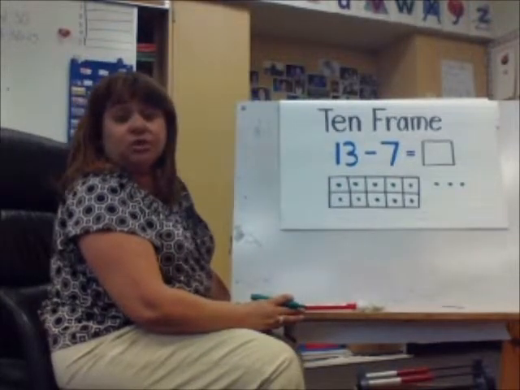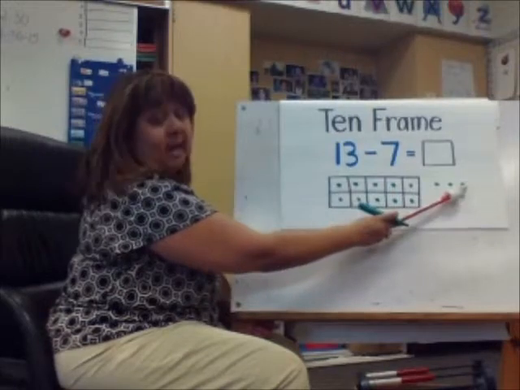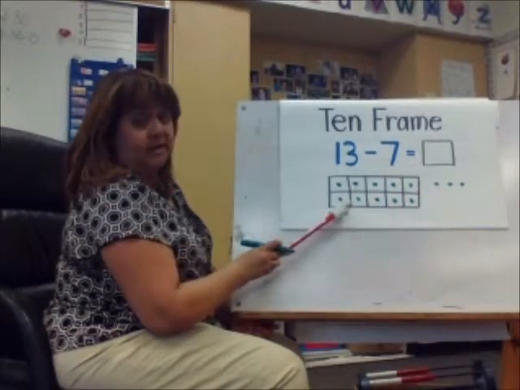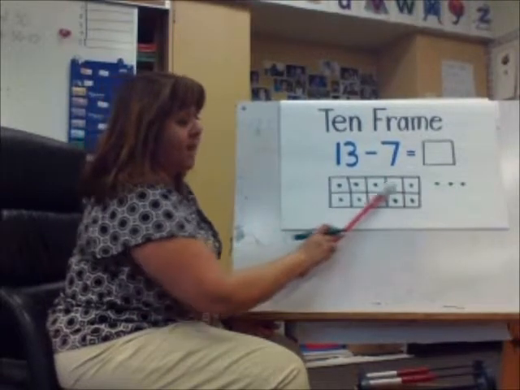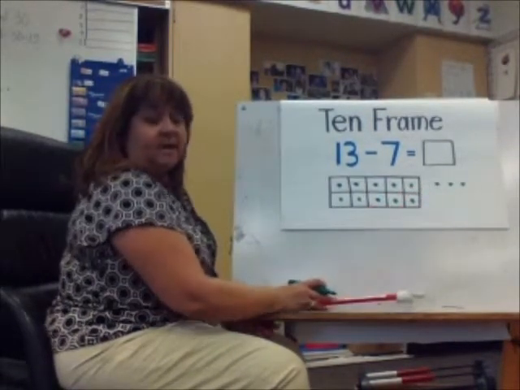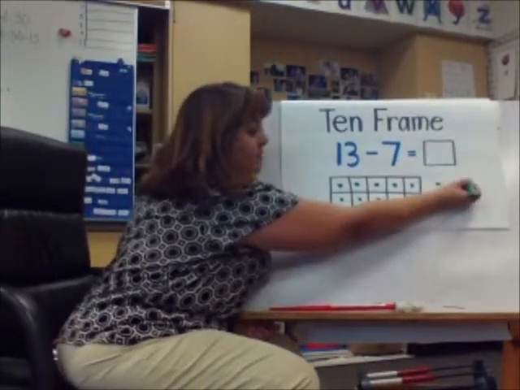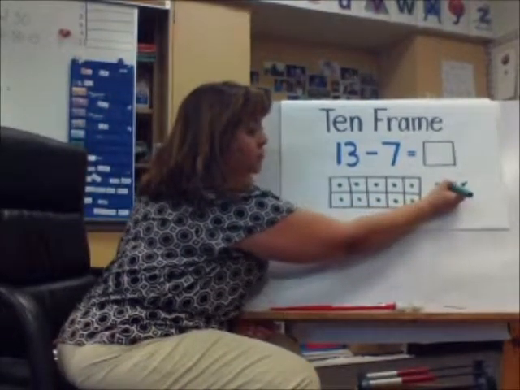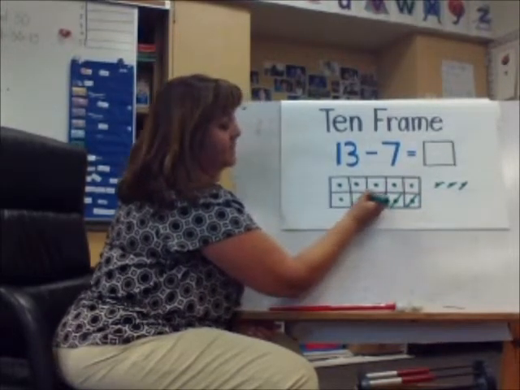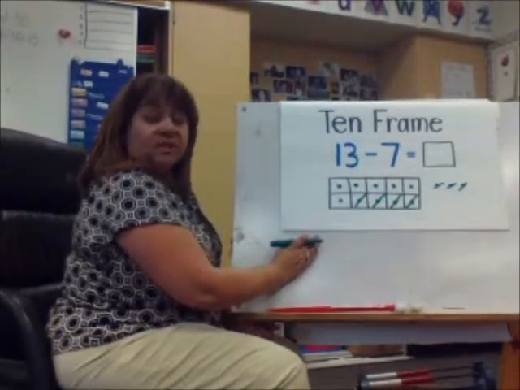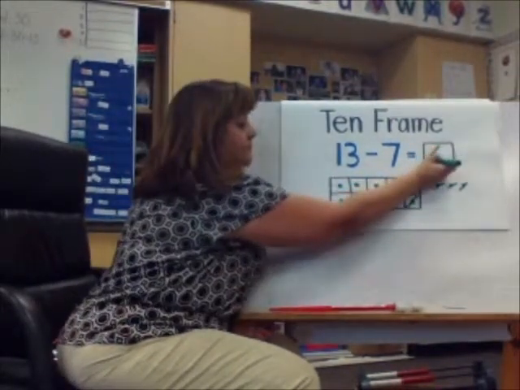Now you can choose to do the next step either one of two ways. You can start from the back and cross out 7, or you can start from the front at the top and go 5, 6, 7. That's up to your child. It's a personal preference. We typically go from here and go 1, 2, 3, 4, 5, 6, 7, which leaves us with 5, 6.